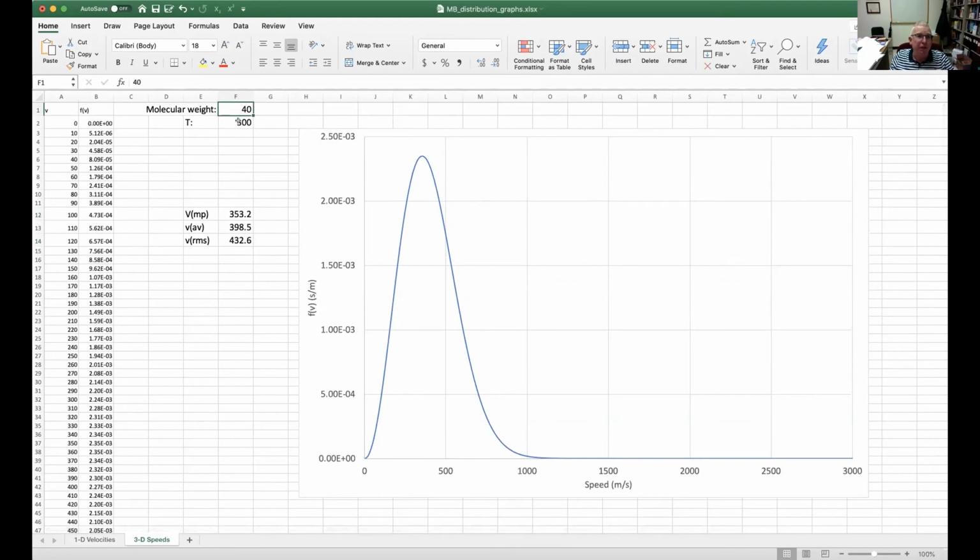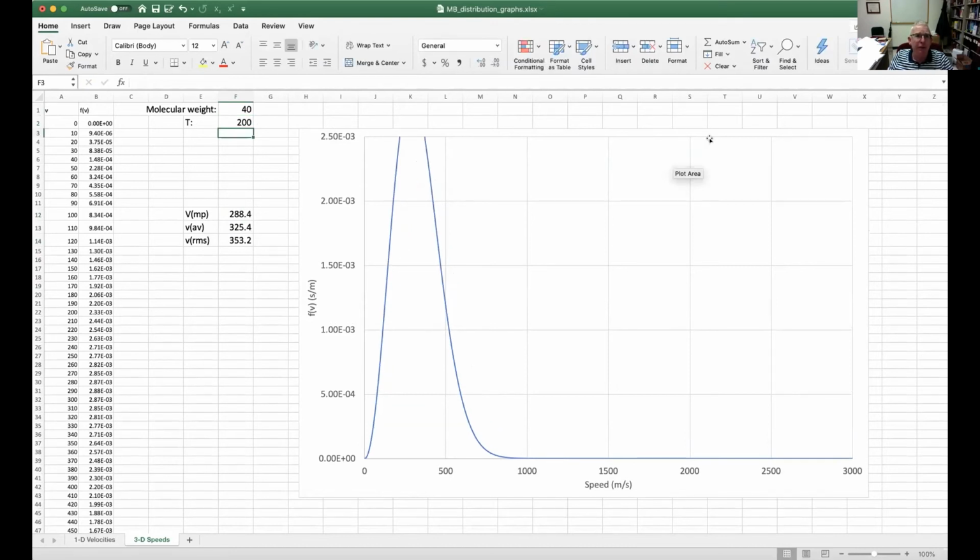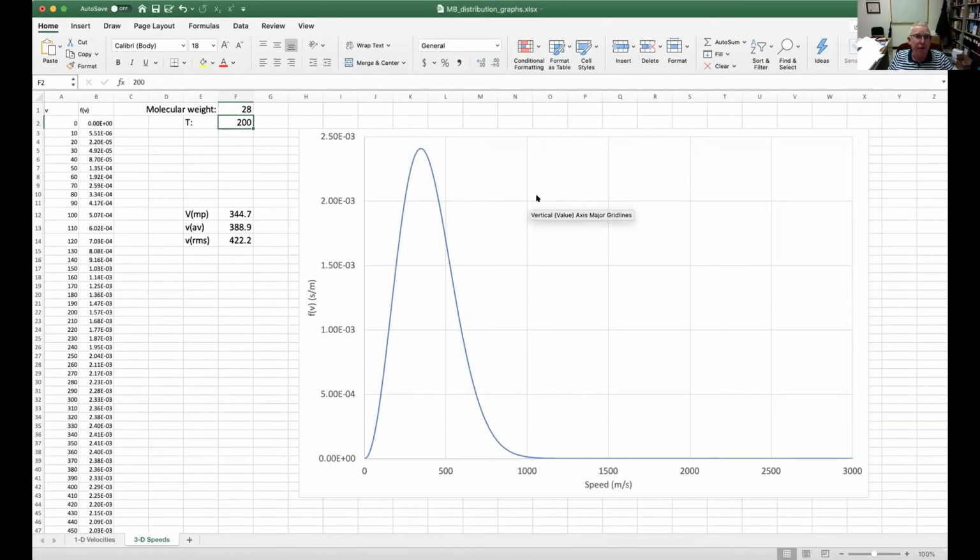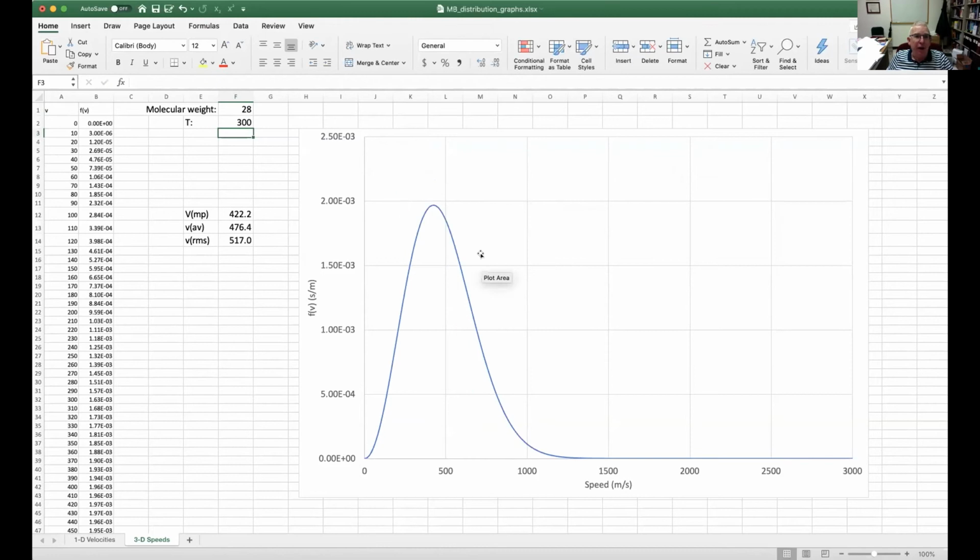Let's change the temperature first. Suppose instead of 300 Kelvin, I went down to 200 Kelvin. That might go off scale. Yeah, it's going to go off scale a little bit there. So let's do something different and change the mass down. Let's try nitrogen. Here's nitrogen at 200 Kelvin. I've got a most probable speed of 344. If I go to 300 Kelvin, we can see that my most probable speed goes up as it should. The hotter molecules will move faster.